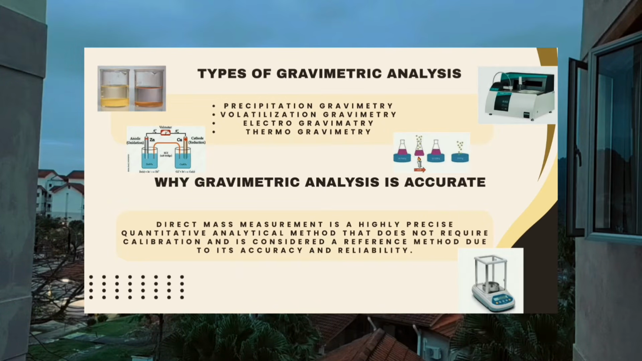Why is gravimetric analysis accurate? Gravimetric analysis is accurate because the analyte is chemically converted into a stable, insoluble precipitate with a fixed stoichiometry. The precipitate is filtered, washed, dried, and accurately weighed. From the mass of this compound, we can calculate the amount of the original substance that is present in the sample. Since the method is based on precise mass measurement, the amount of the original substance in the sample can be determined with high accuracy.